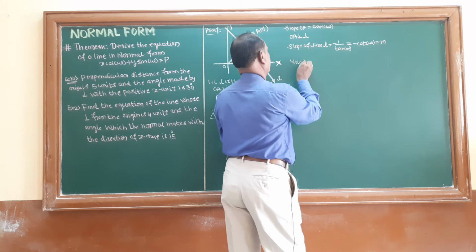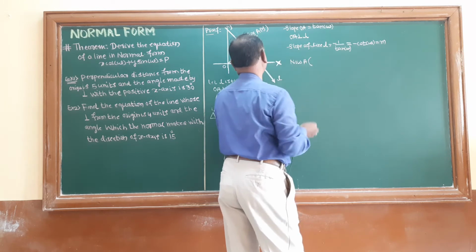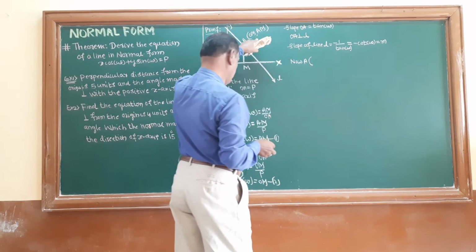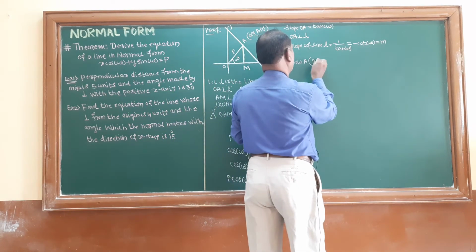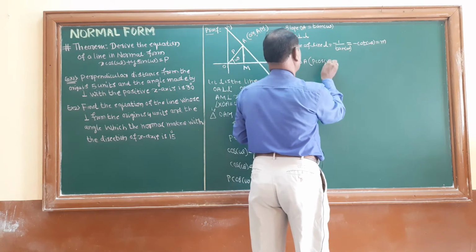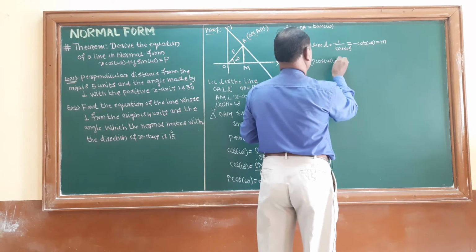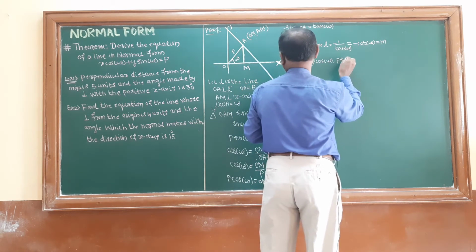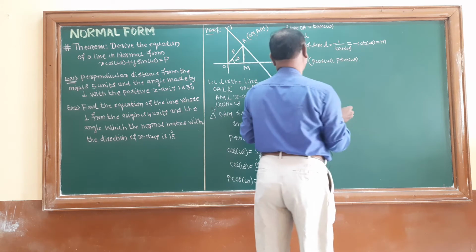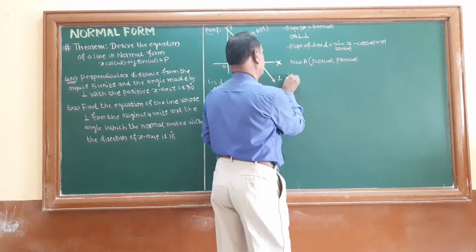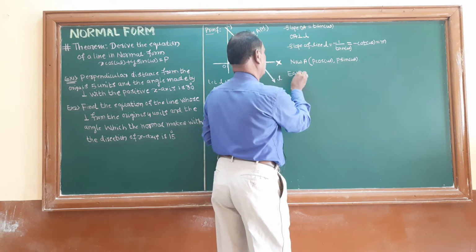Point A's coordinates: OM has the value P into cos omega, then again AM is P into sin omega. Then write the equation of the line.